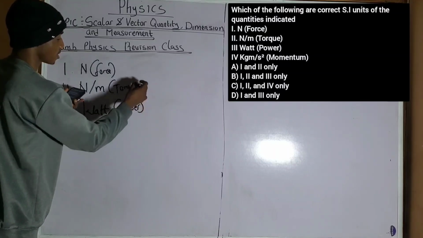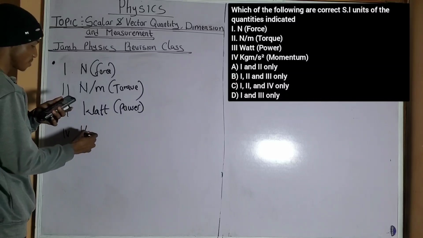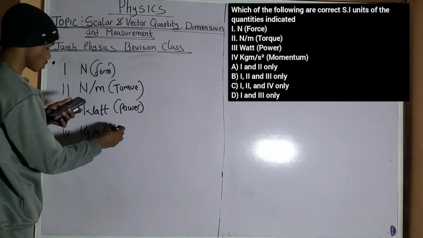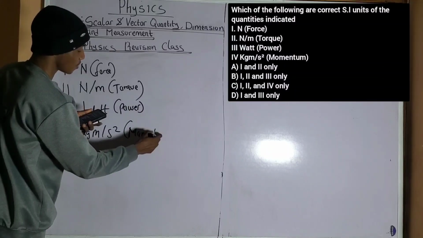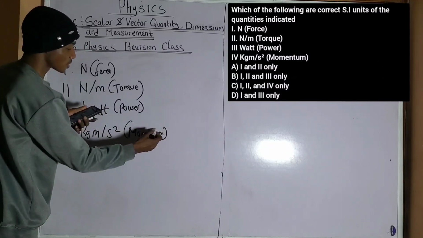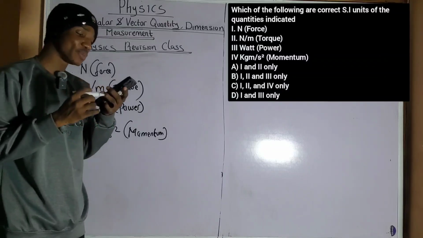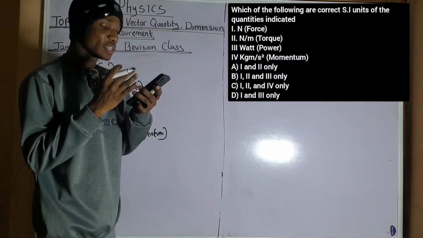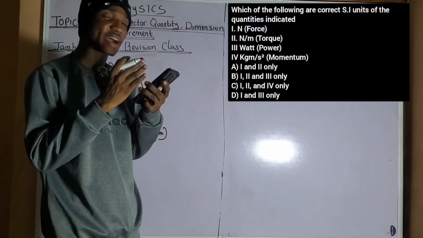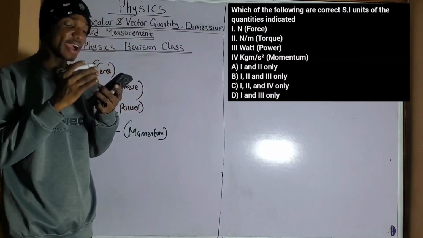Okay. And the fourth, we have kilogram meter per second squared, and that is for momentum. Now, we are given these options. Option A, II and III only. Option B, II and IV only. Option C, I and IV only. Then option D, we have I and III only.